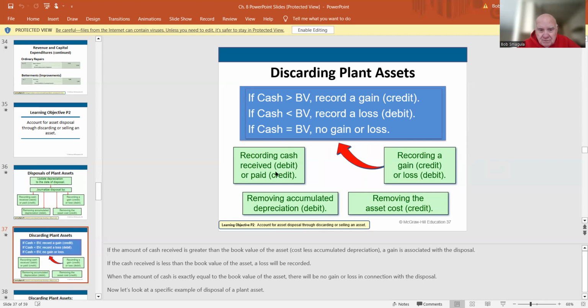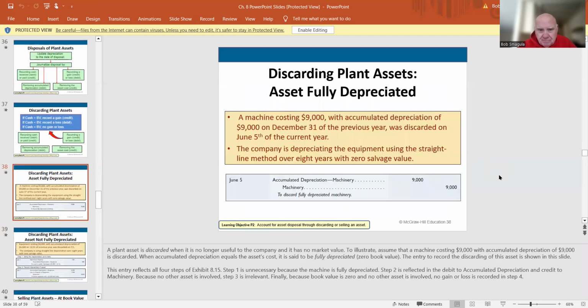Recording cash, you debit the cash, you debit accumulated depreciation. Automatically debit those two guys. Credit the asset cost. Automatically do that. Don't even have to think. And then you'll be able to figure out the gain or the loss.